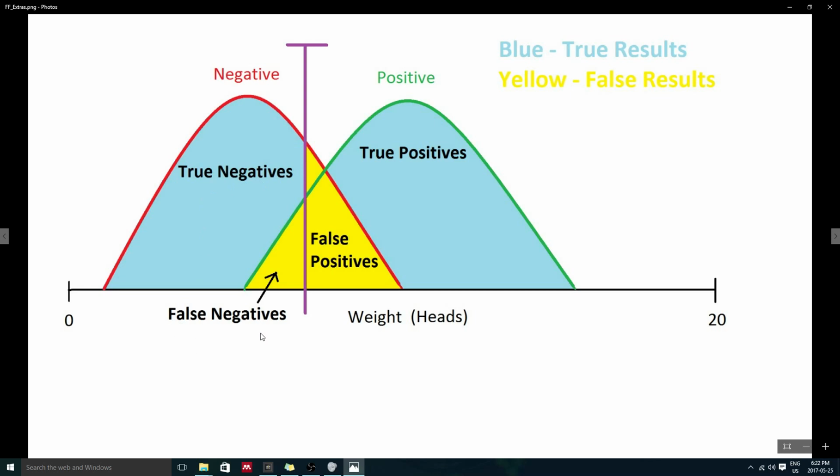If we take a look here, we can see that this small end of our positive distribution extends below our cutoff value, so these are positives that we will be guessing to be negative.